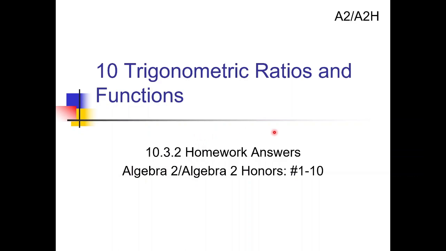Hello there, Mr. Sutton here, bringing you the Algebra 2 10-3 Part 2 homework solutions on trigonometric functions of any angle. In this one, we will be focusing on finding trig values using reference angles.